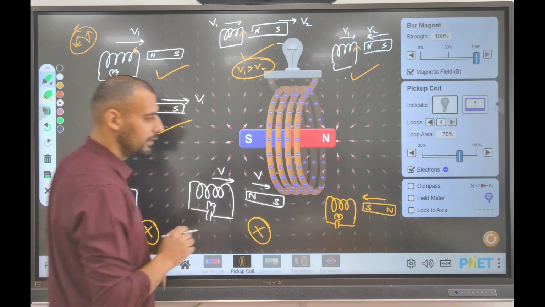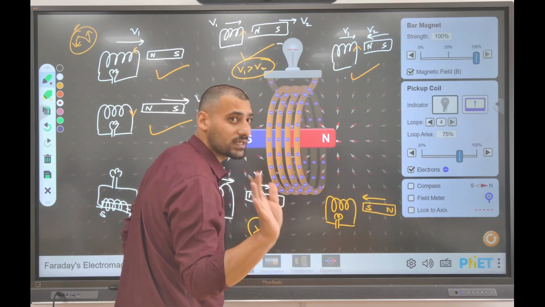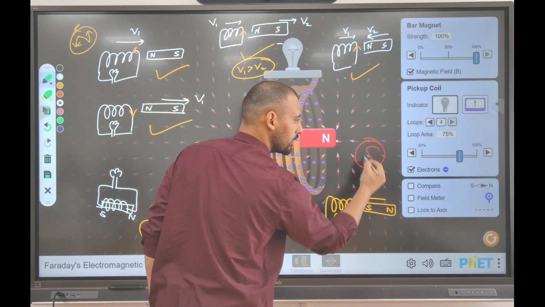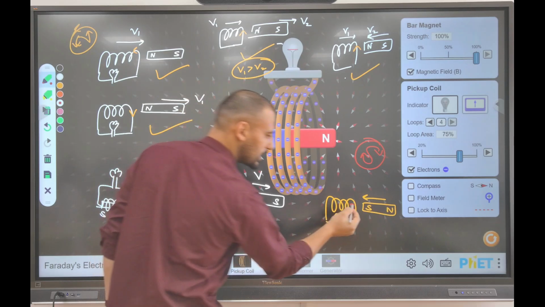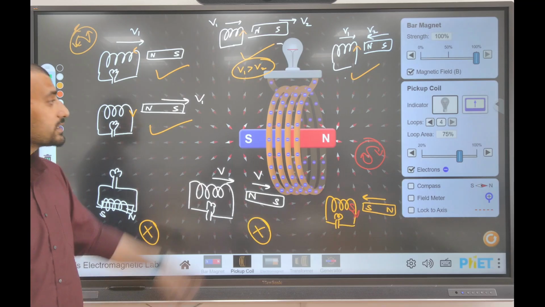Why? That's the same. Because see, the south is coming closer. The coil doesn't like the south. It will develop south pole, and for south pole, I told you the sign convention. Clockwise. Is that fine? Do you understand? This is the crux.